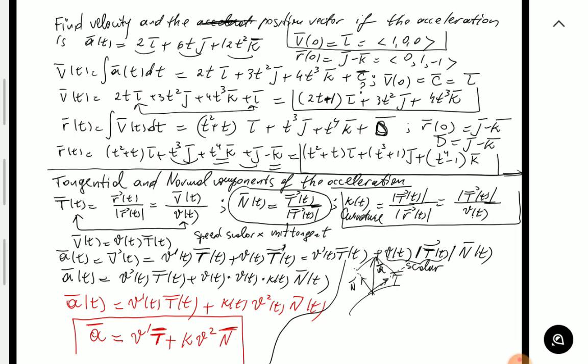So for example, let's write these as remarks. What can I say if, let's say, the speed is constant? What can I say about the acceleration? Well, if the speed is constant, that means v prime is 0, right? The derivative of a constant is 0. So in that case, the acceleration is always parallel to the normal.